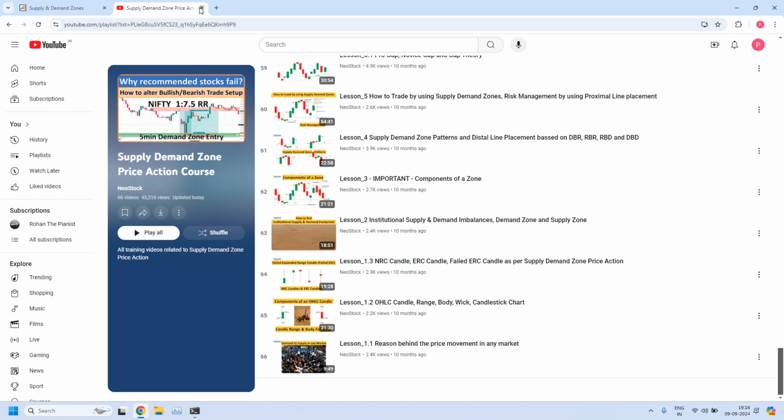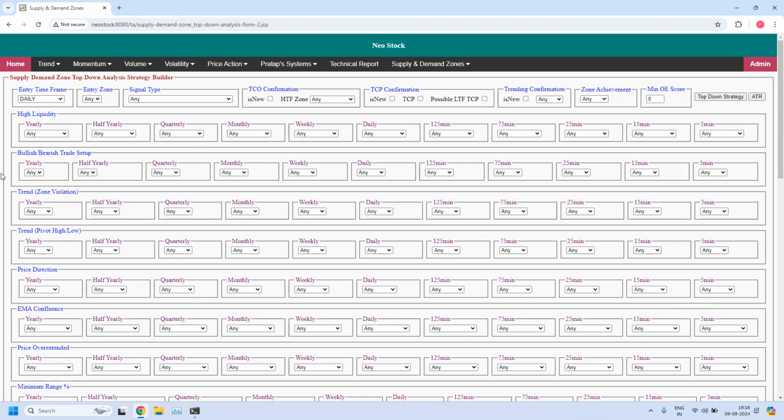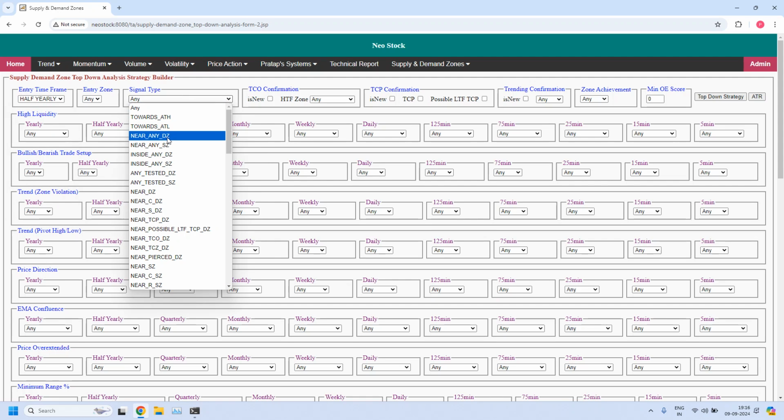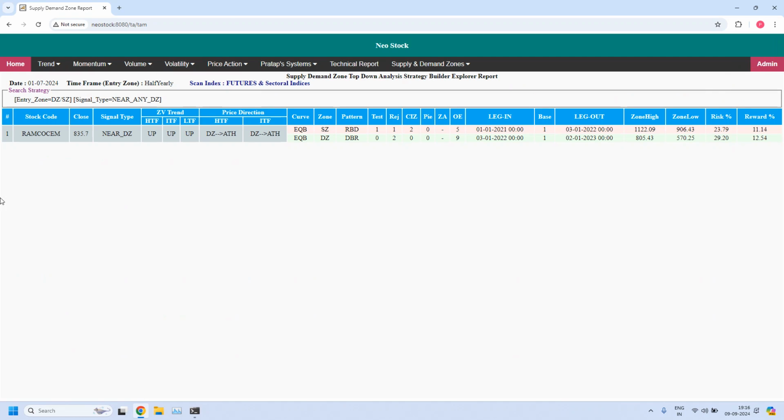Now let's get into the report generation. The first report, let us find the stocks near demand and supply zones. Starting from half yearly time frame, let's find the stocks near half yearly demand zone. Only one stock is filtered near to the half yearly demand zone.